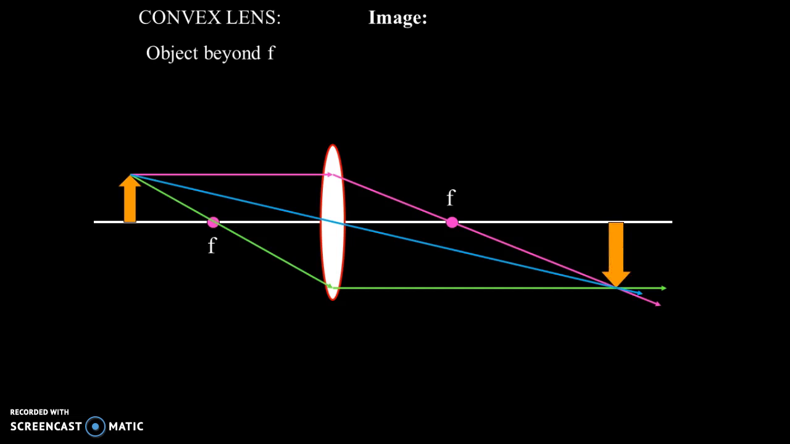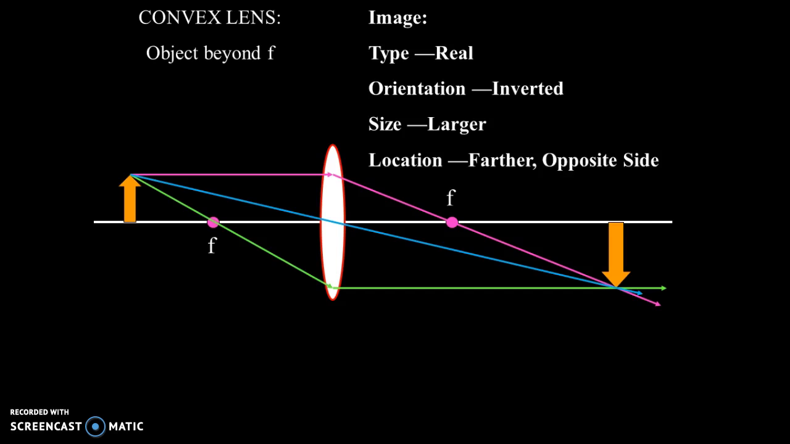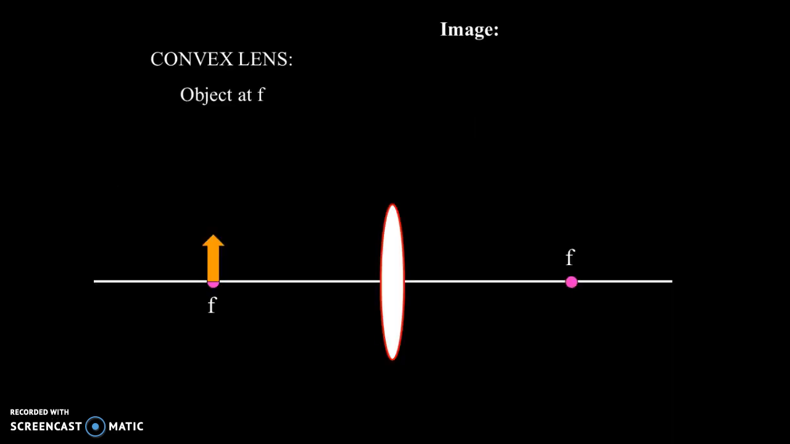And a little bit different now on the opposite side because you're looking through the lens. That makes this a real image, could be cast onto a screen. It's obviously upside down or inverted. It is bigger than the original object. And its location is farther away, again on the opposite side, making it a real image.